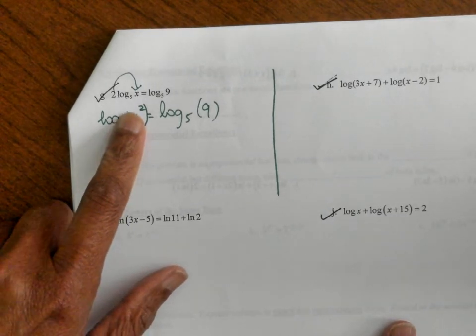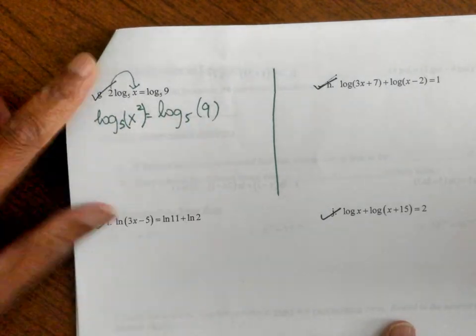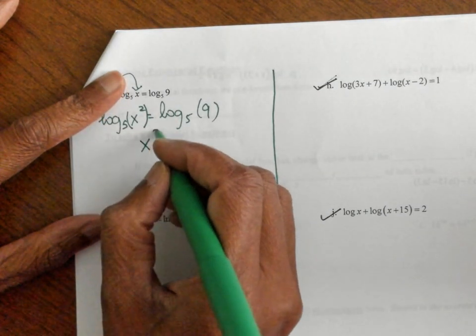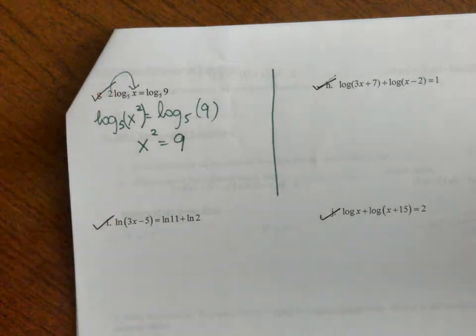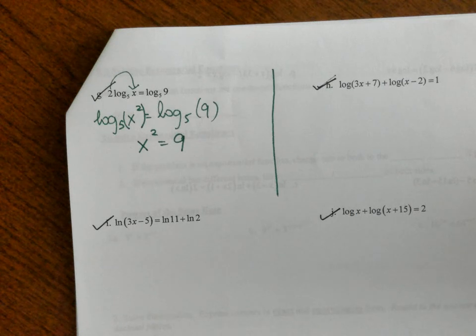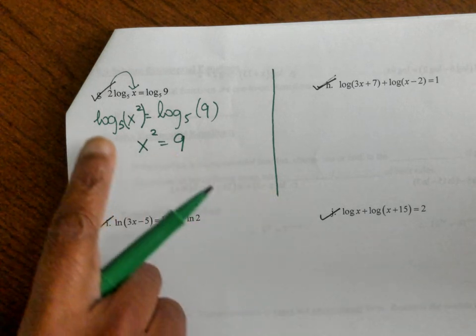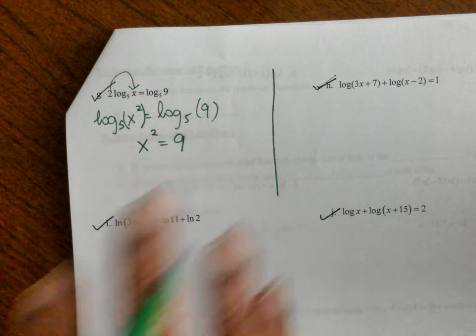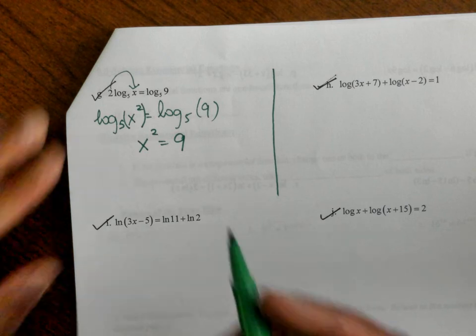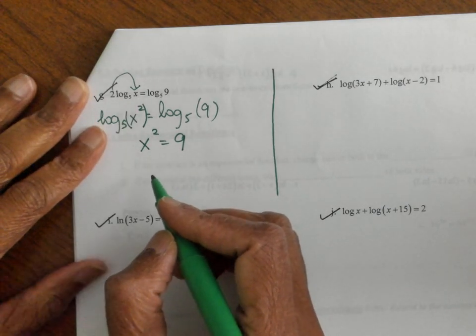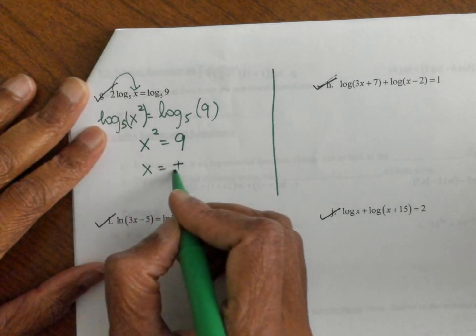Log base 5 of x squared equals log base 5 of 9, which basically means x squared equals 9, because my log functions are one-to-one. The long way of solving this, if I take the exponent on both sides, comes to the same thing. If x squared equals 9, what's my x? Plus or minus 3?